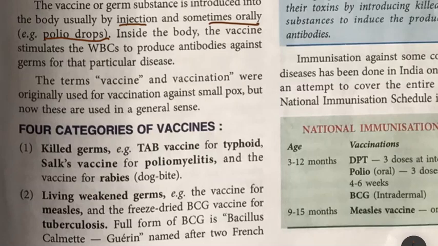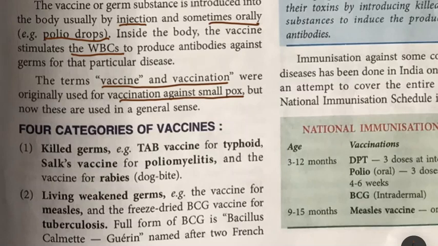So what happens once the vaccine or the germ goes inside the body? It goes and stimulates the white blood cells to produce antibodies to fight against that particular disease. The terms vaccine and vaccination were actually used for vaccination against smallpox. Nowadays smallpox has been totally eradicated. No one suffers from smallpox. But nowadays the term is used in a general way.